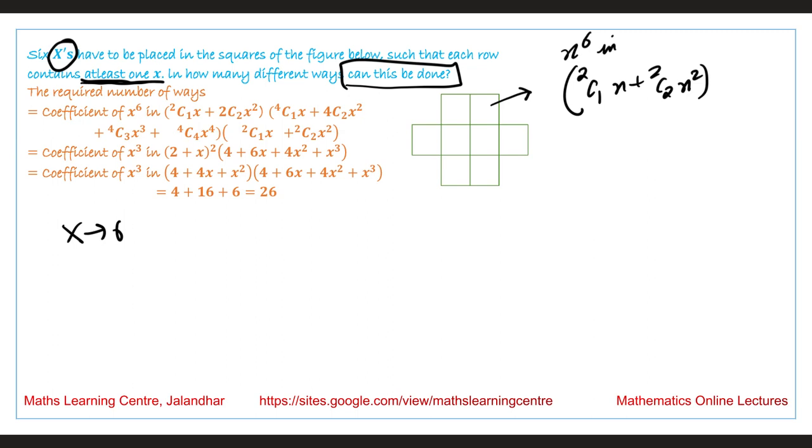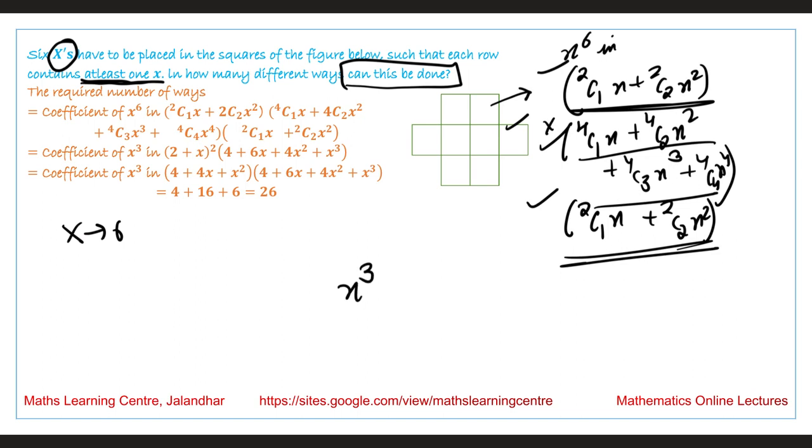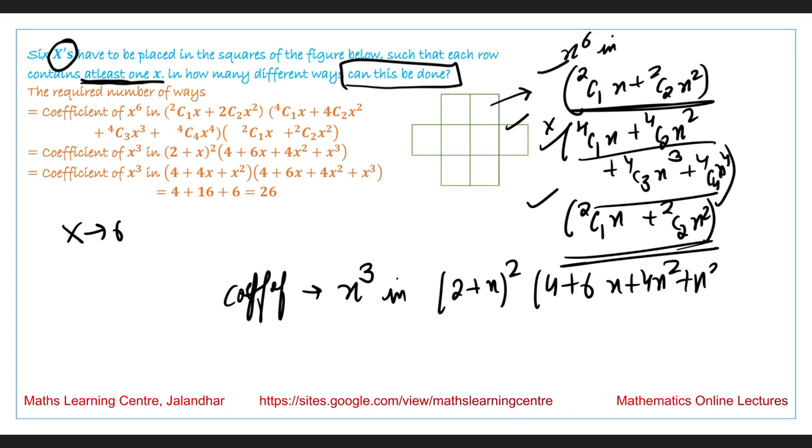Next, we have this second row. The number of ways we have is 4c1 x plus 4c2 x square plus 4c3 x cube plus 4c4 x to the power 4. Then we have to arrange it in the third, which is 2c1 x plus 2c2 x square. It is the product of all these terms. If we take x common from the first, second and third, we obtain the coefficient of x cube in the expansion of (2 plus x square) into (4 plus 6x plus 4x square plus x cube), and when we multiply these terms, we obtain that the coefficient of x cube is 26. So there are a total of 26 ways over here.